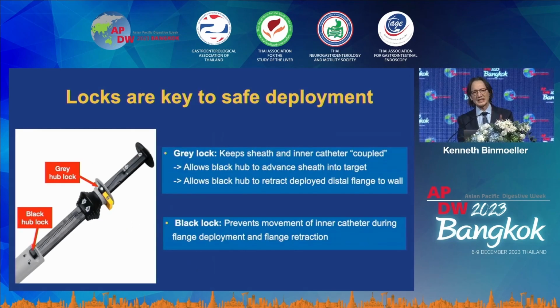The locks are the key to safe deployment. So the gray lock here is what keeps the sheath and the inner catheter coupled. This allows the black hub to advance the sheath into the target, and it also allows the black hub to retract the deployed distal flange, like a retractor, to the wall. The black lock is what prevents any movement of that inner catheter. The LAMS is mounted on that inner catheter, so there's no movement during flange deployment and during flange retraction. So these locks are so critical for the safety.